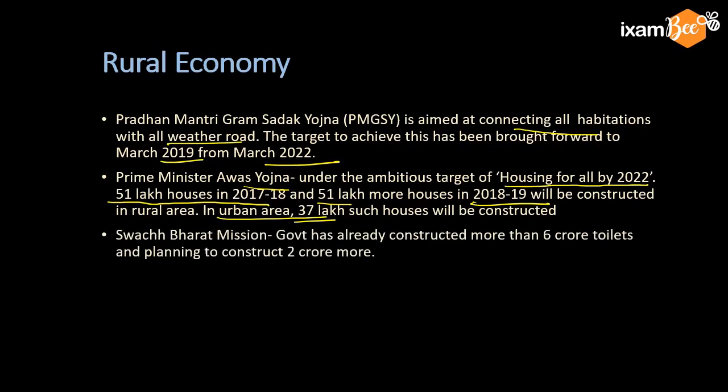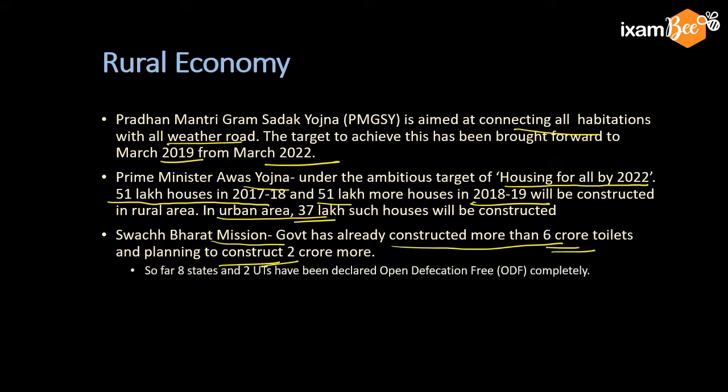Under Swachh Bharat Mission, the government has already constructed more than 6 crore toilets and is planning to construct 2 crore more. First the idea was to construct more toilets, and the government is now creating a lot of awareness campaigns for motivating people to use these toilets, not to use them as a store for agriculture produce.